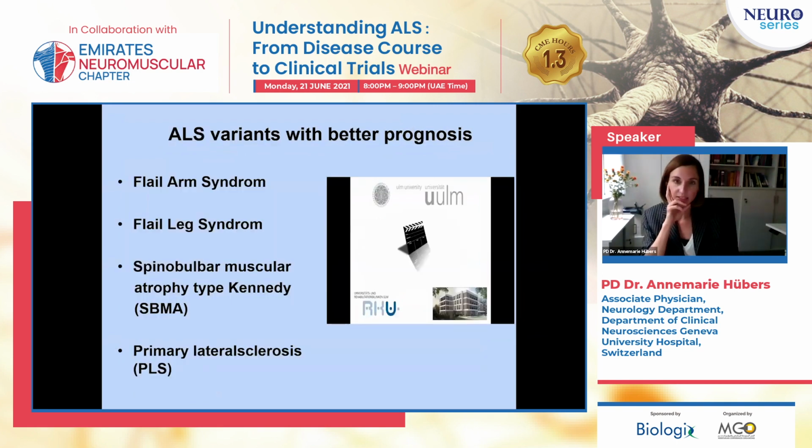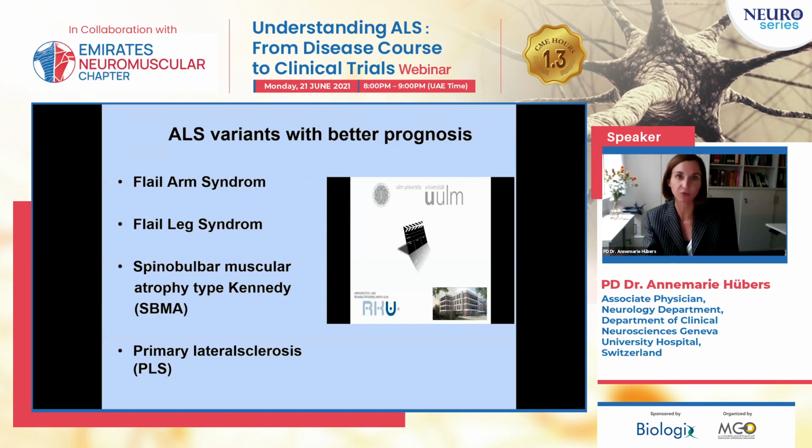I wanted to discuss some rather rare variants of the disease with often a better prognosis, like, for example, the so-called flail arm syndrome or flail leg syndrome. These syndromes are characterized by paresis and atrophy of the limbs. And I mentioned spinal bulbar muscular atrophy type Kennedy, which is a rare genetic disease you only find in men. And finally, primary lateral sclerosis.